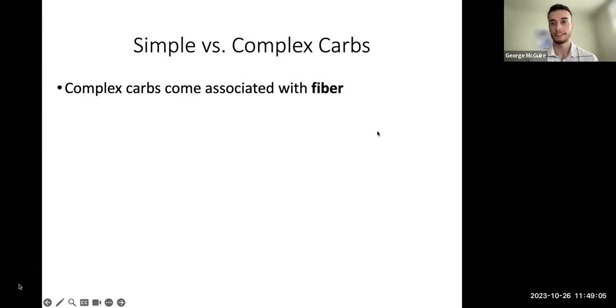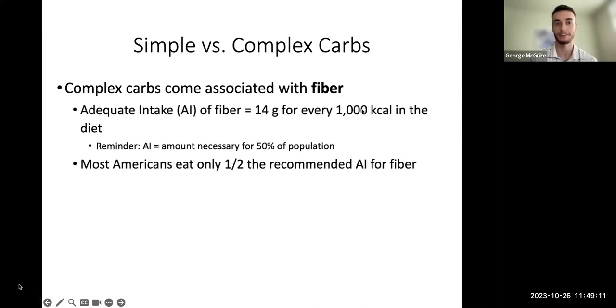Complex carbohydrates very often are going to come associated with fiber. And we already briefly discussed some of the health benefits of fiber. But the adequate intake, so the amount necessary for 50% of the population, for fiber is 14 grams for every 1,000 calories in your diet. So if the average diet is 2,000 kilocalories, that is 28 grams of fiber per day.